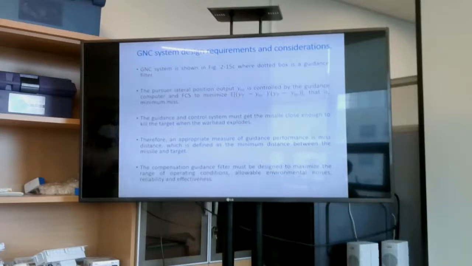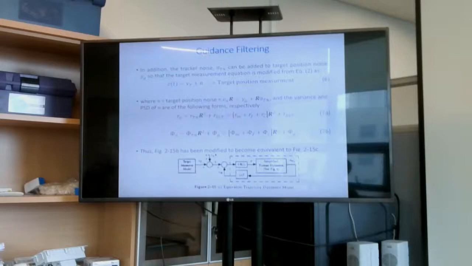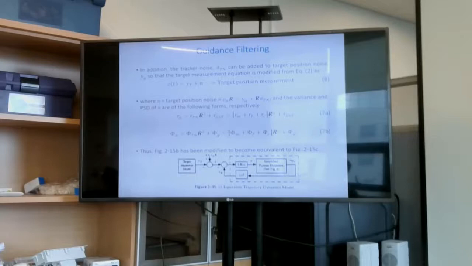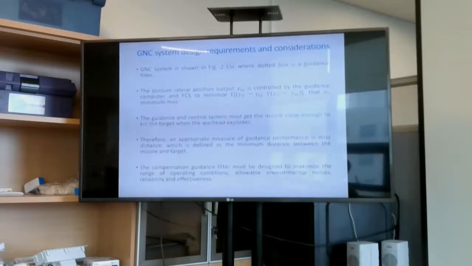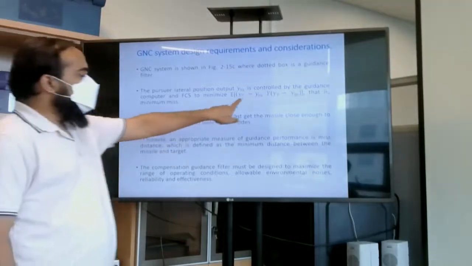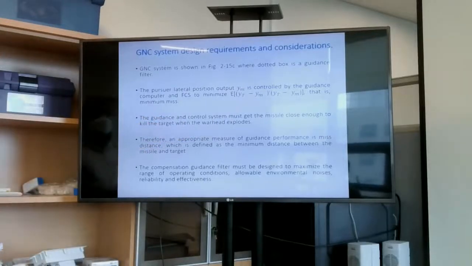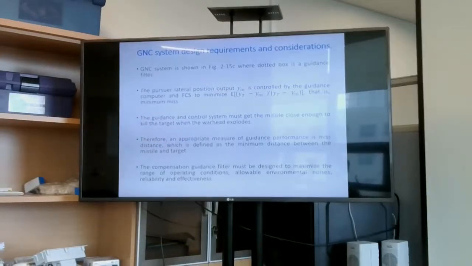Now the pursuit lateral position output by M is controlled by the guidance computer, or XCS, to minimize the covariance of the pursuer to missile, that is, minimum missed distance. The guidance and control system must get the missile close enough to kill the target when the warhead will explode.